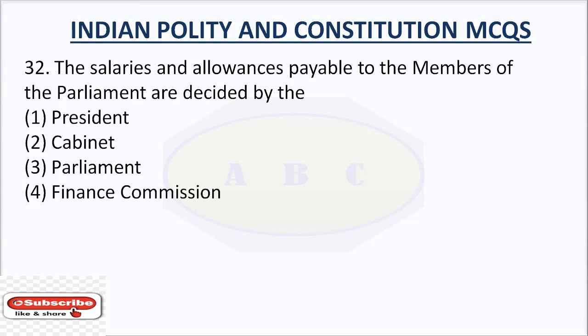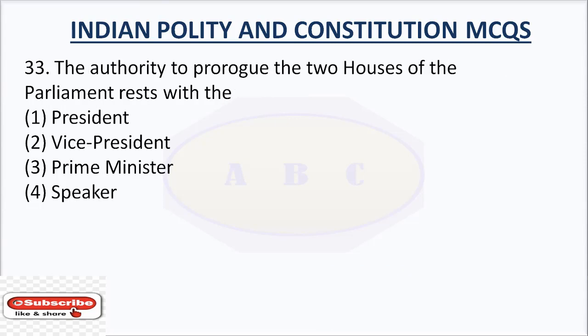Question number 32. The salaries and allowances payable to the members of the Parliament are decided by the option number 1, President. Option number 2, Cabinet. Option number 3, Parliament. Option number 4, Finance Commission. The right answer is Parliament.